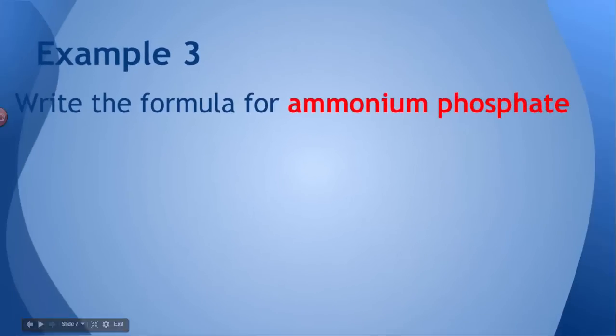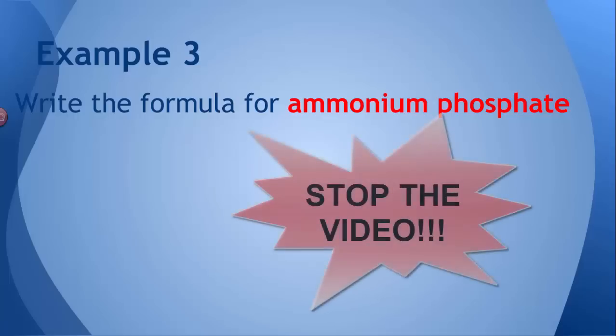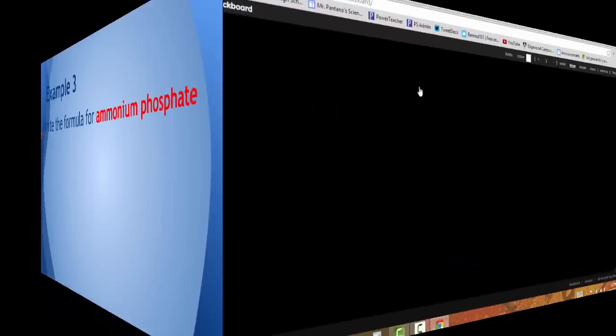All right, well, now let's try ammonium phosphate. Now this is a little trickier, but I want you to stop the video and see if you can do this one. I'll tell you this right now. Ammonium and phosphate are both polyatomic ions. They're both on that sheet. See if you can do it. Are you ready? All right, let's see how you did.